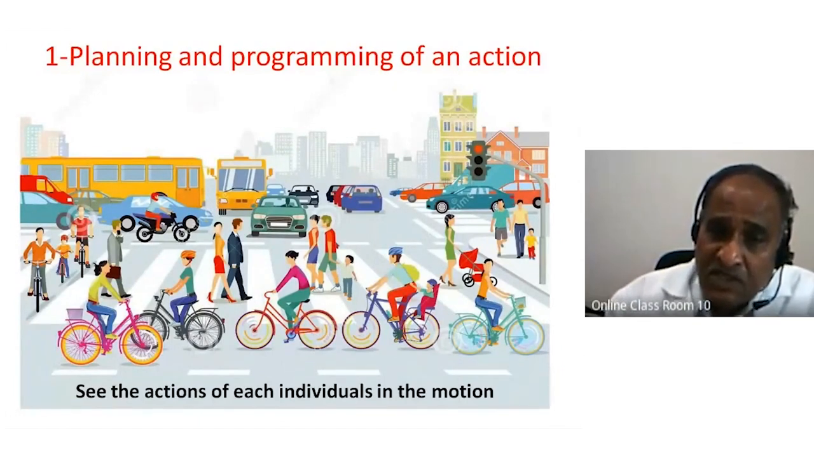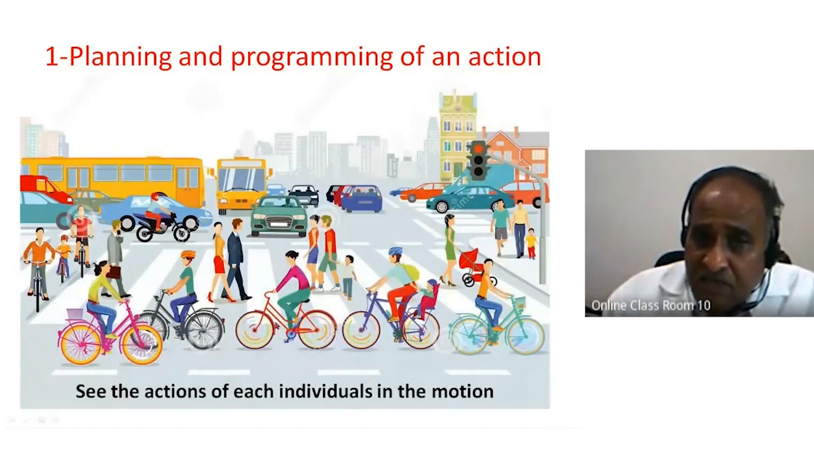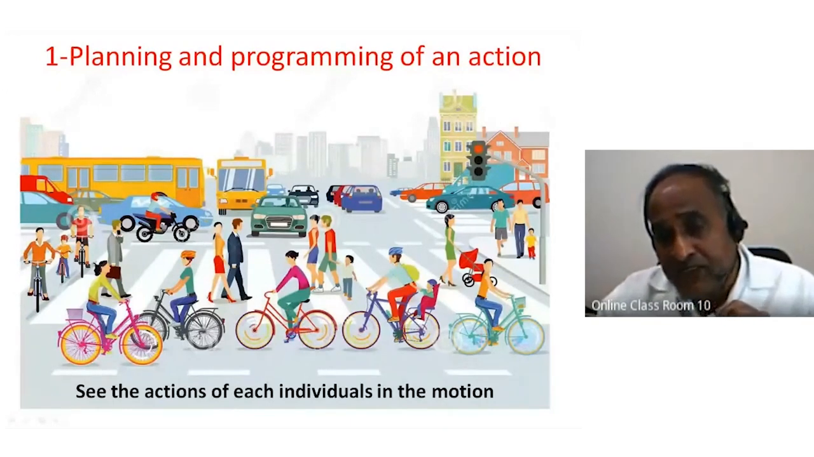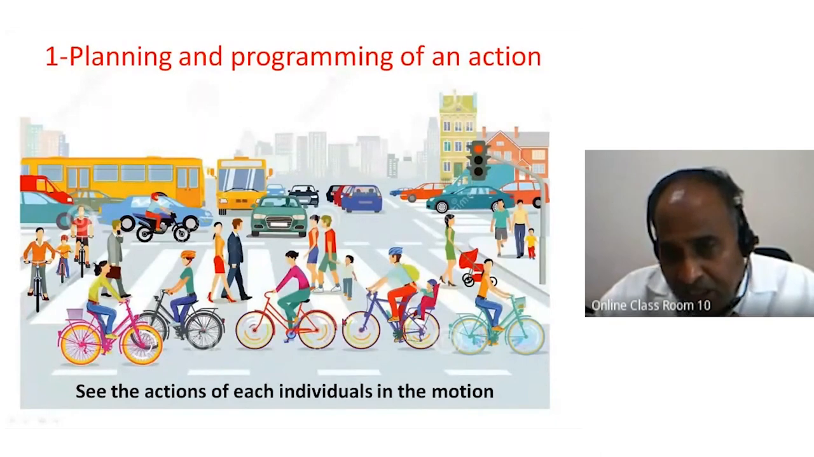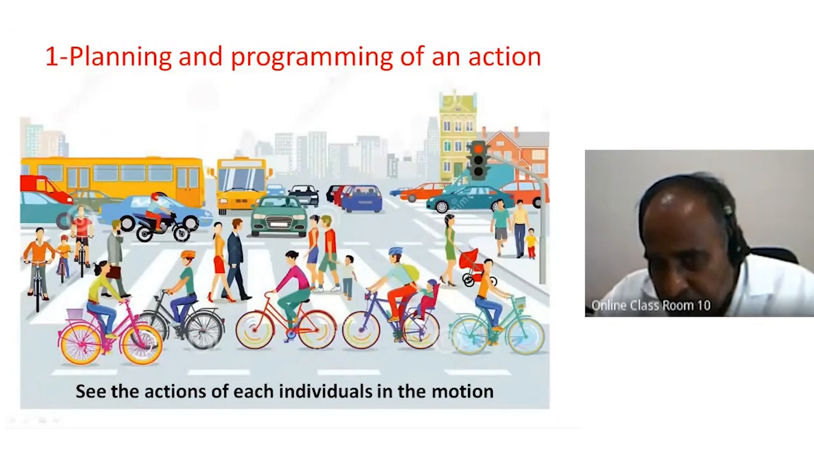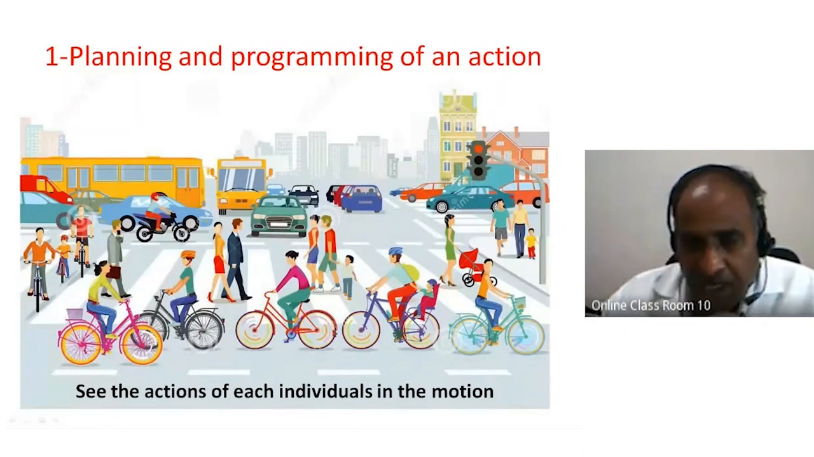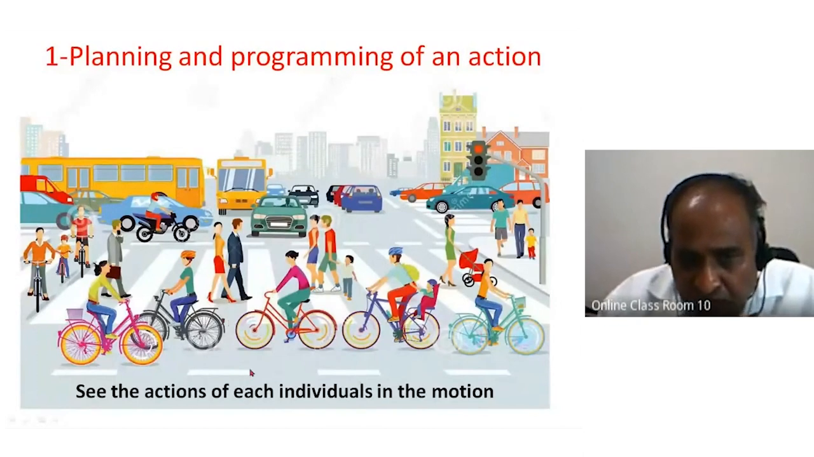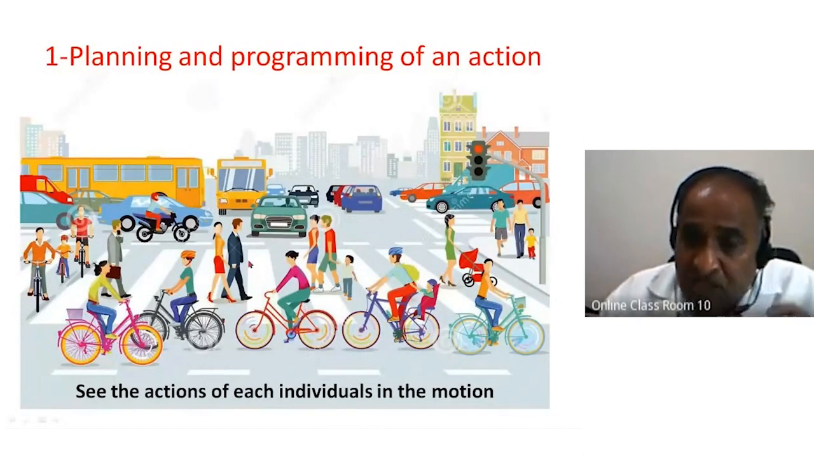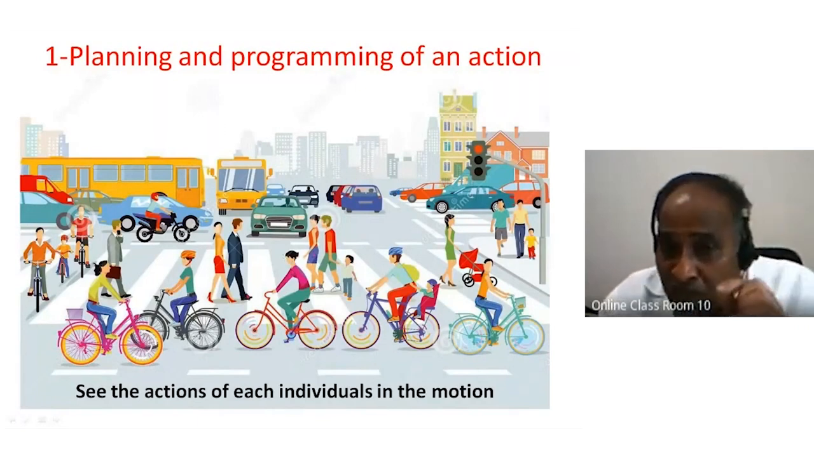So suppose I were to take and describe this girl. She has to pedal the cycle in such a way that she should not hit this, and she should not stop because she is having another person here. And look here, there is a vehicle coming here. Before that vehicle comes, she has to pass through, and she should not come into this lane. So these are various plans.